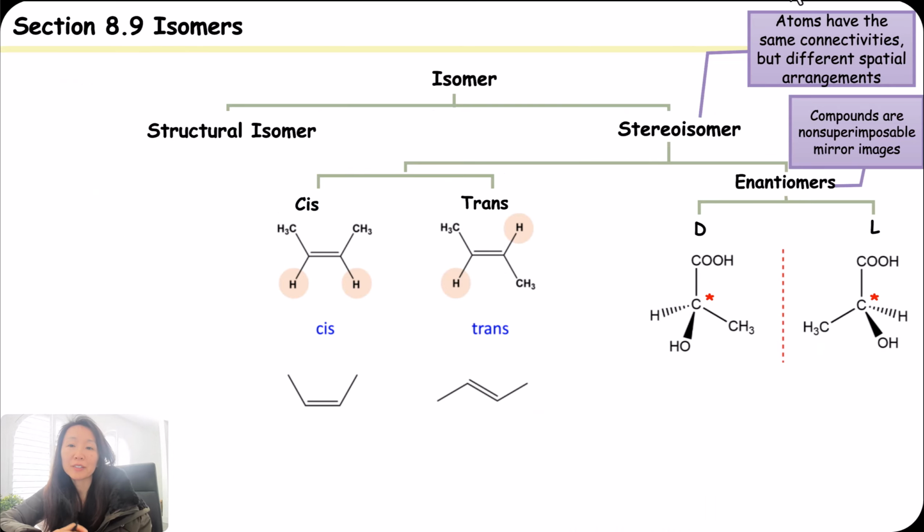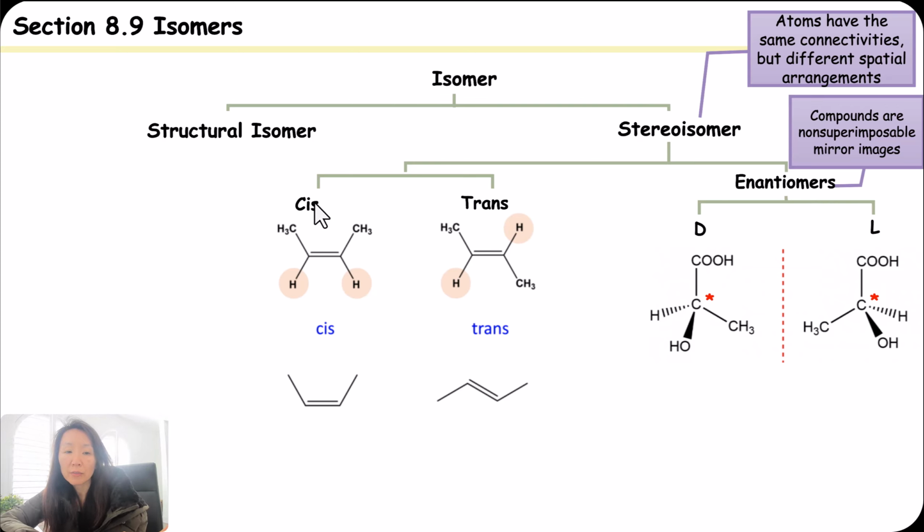Now let's go into the second portion of the isomers. We talked about structural. Now let's go into stereoisomers. These do not have different connectivity. They have the same connectivity and the same molecular formula, but within the same connectivity, they have different spatial arrangements. Stereoisomers categorize into 2.